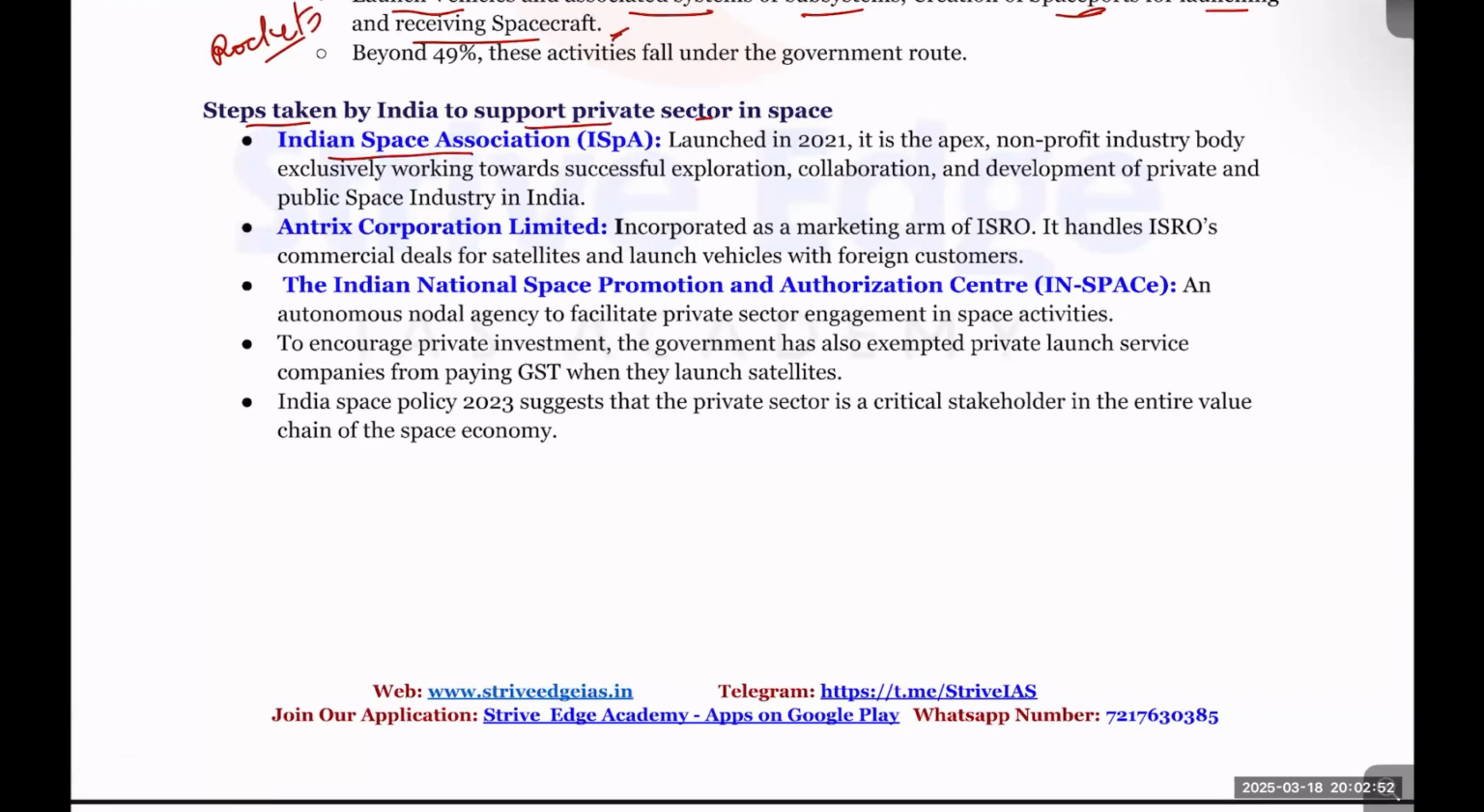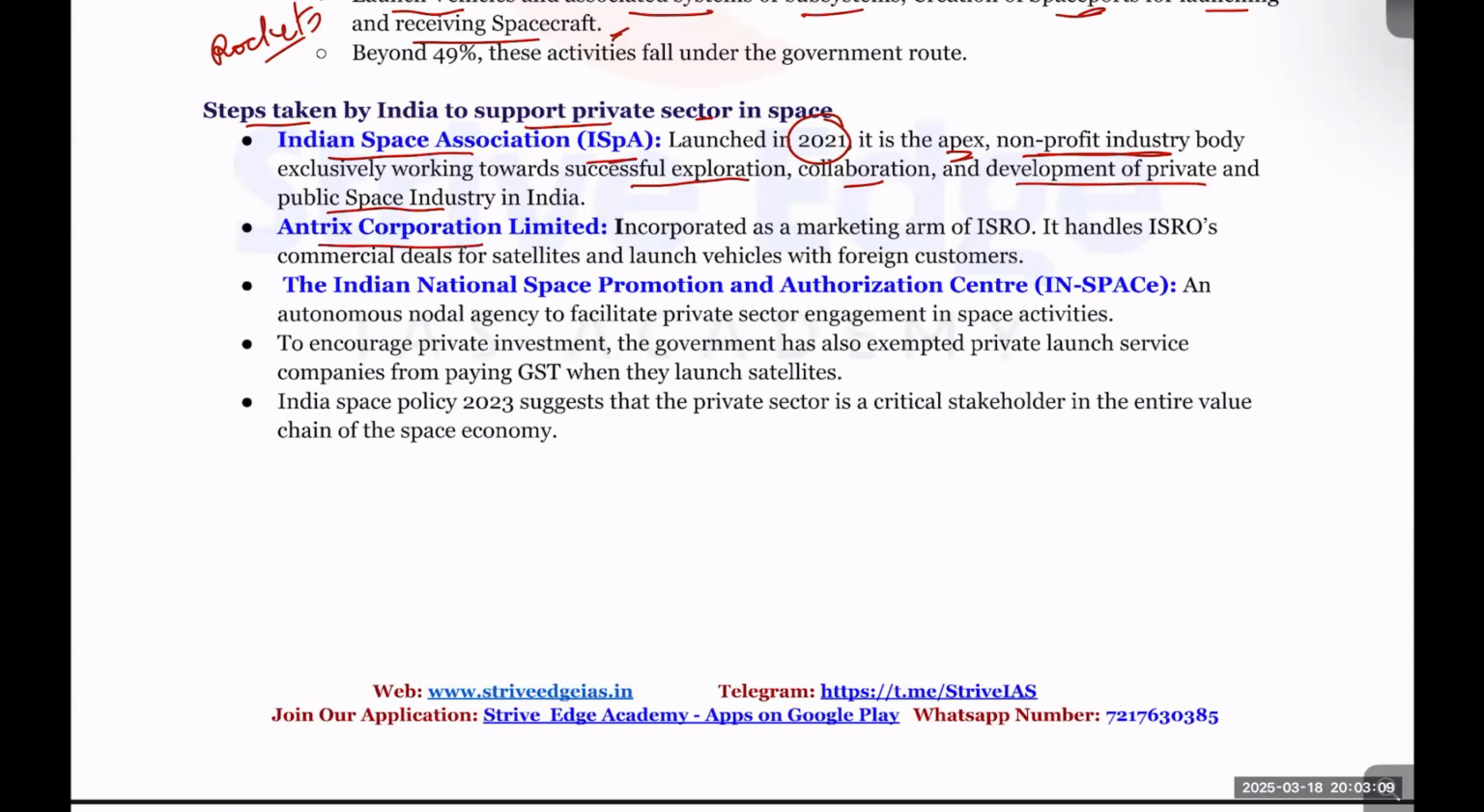Indian Space Association (ISPA) has been launched in 2021, and it is an apex not-for-profit body which is working for a successful exploration, collaboration, and even the development of the private and public space in the space sector, right?